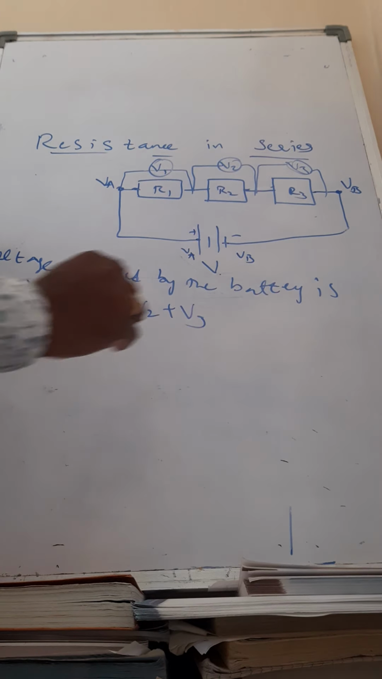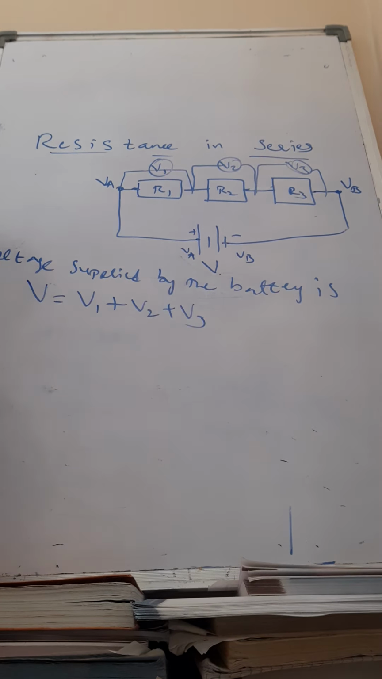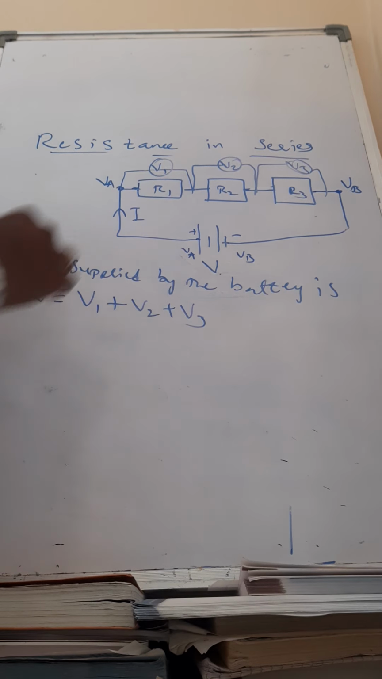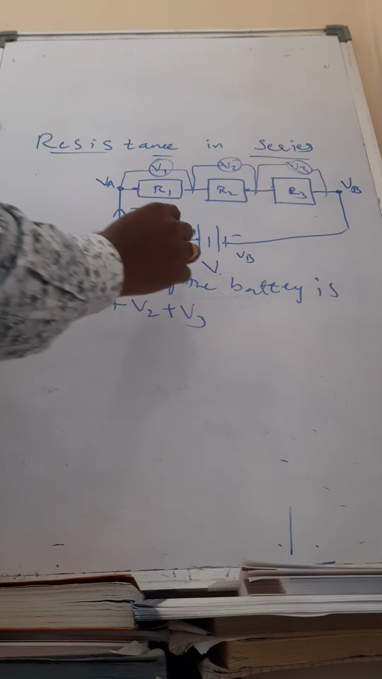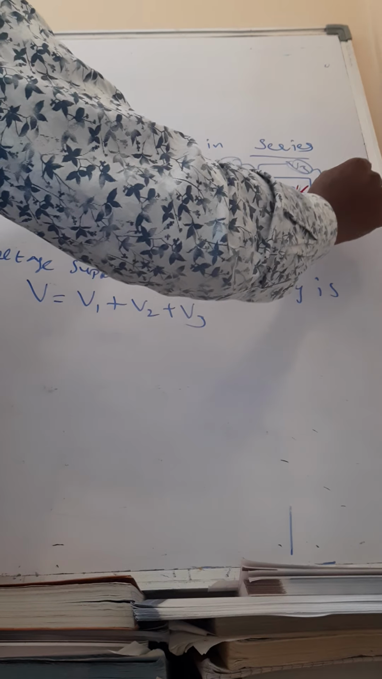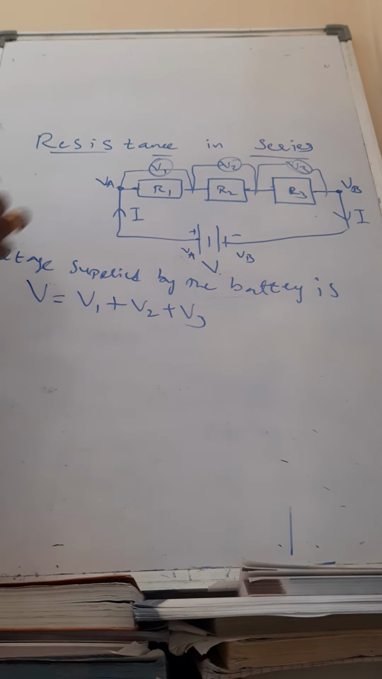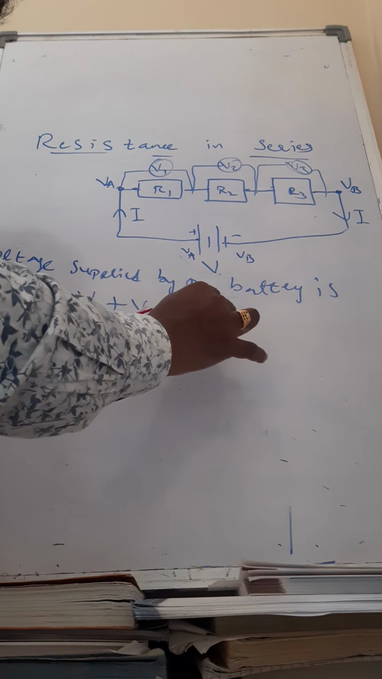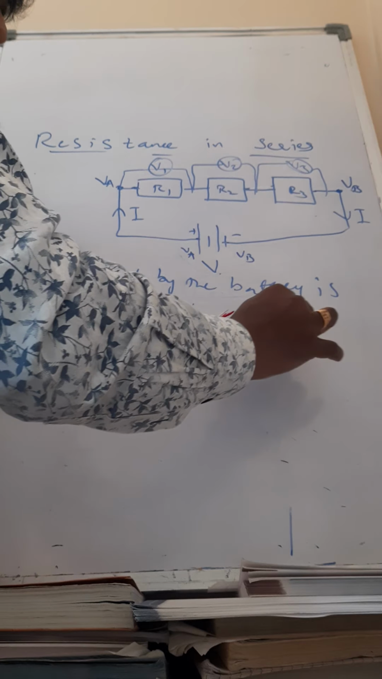Now, the amount of current which is supplied by the battery is I. The current I is constant across each resistance. Whatever current goes in, the same I comes back out. So the total current in series is constant.